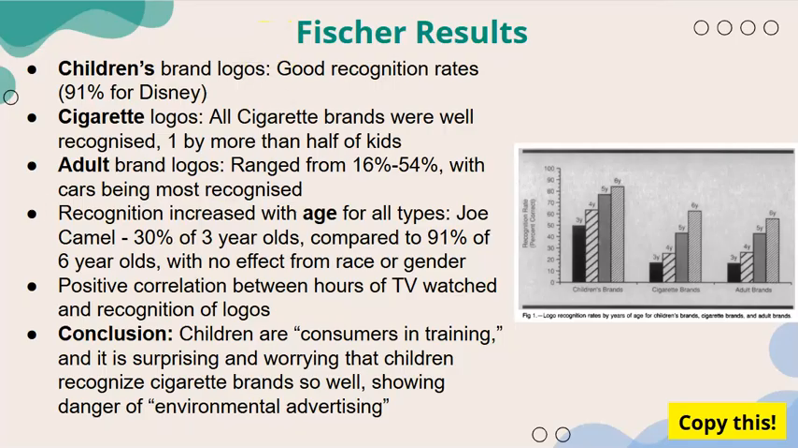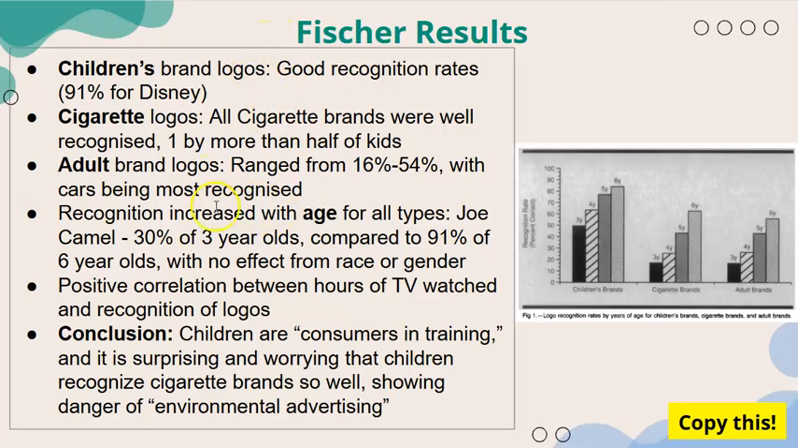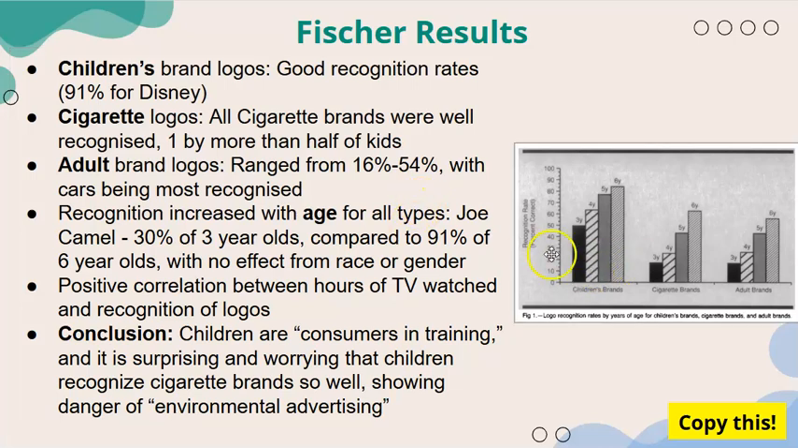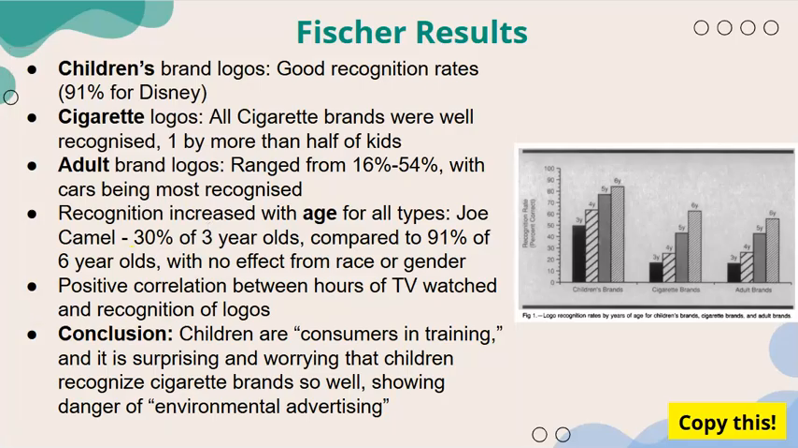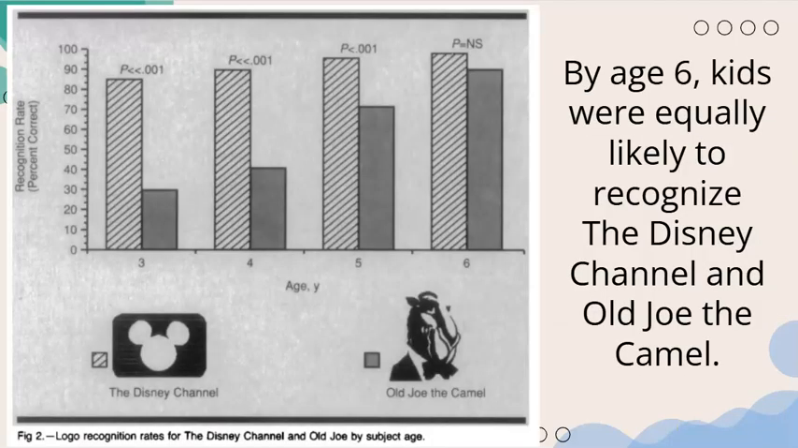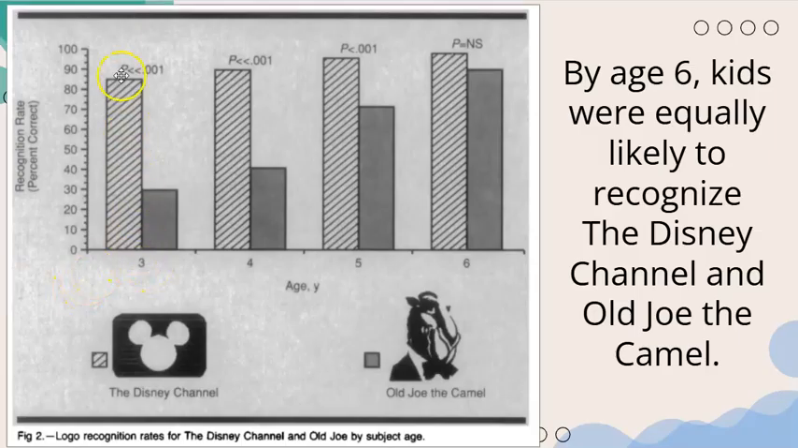For your results, I just went over most of that for you. Recognition did increase with age for all the types of brands. You can see that the 6-year-olds were better able to recognize the children's brands, the cigarette brands, and the adult brands. And then there was a positive correlation between the hours of TV they spent watching, because that was something that they had asked the parents, and whether or not they could recognize the logos. But here's the one that is probably most concerning. If we look at 3-year-olds, they're way more likely to recognize the Disney Channel than Old Joe the Camel. But boy, look at those 6-year-olds.